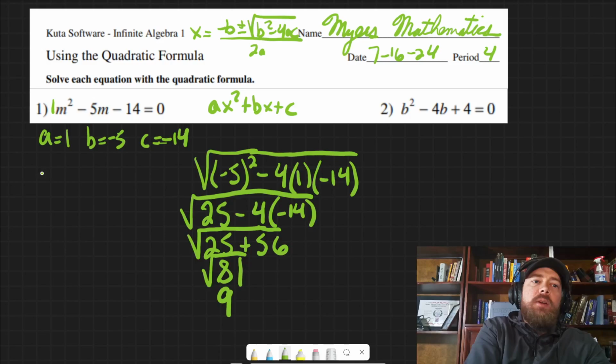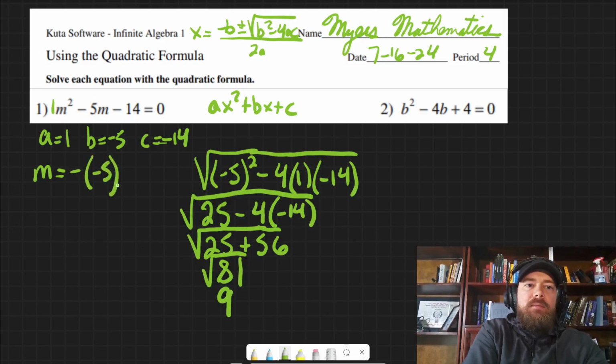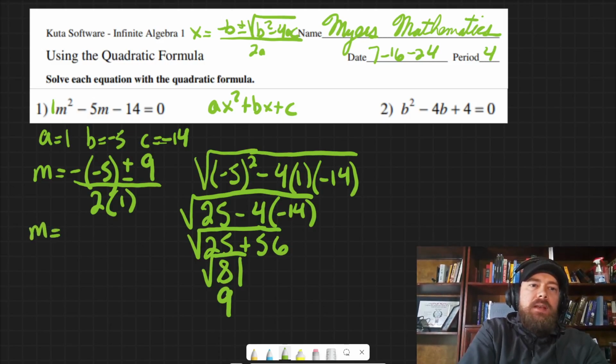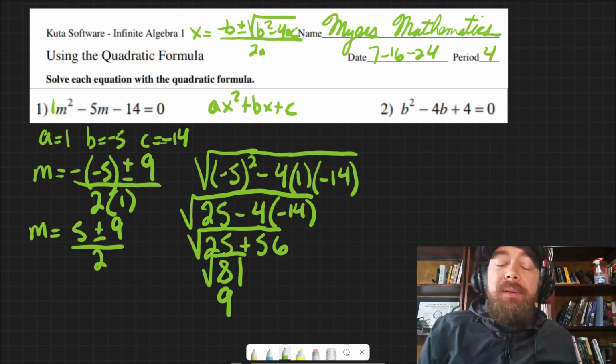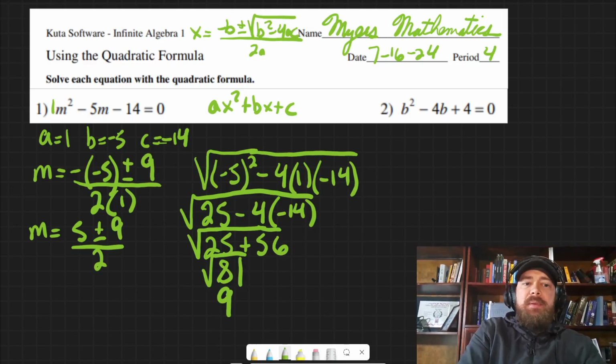So now when I go to plug in the rest of it, x, in this case m, is equal to negative b, so negative b, plus or minus, and then the square root of b squared minus 4ac is just 9. See how much simpler that is than writing out the entire quadratic formula? All over 2a. So then m is going to be equal to 5 plus or minus 9 over 2. And I can't go any further than that without splitting it up. So at this point, I'm just going to split it up and do the rest of it.